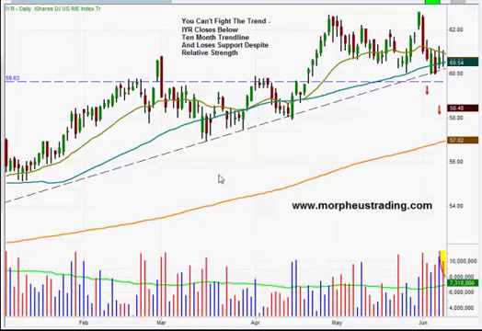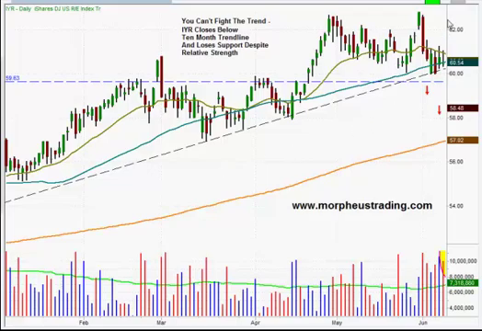You'll notice in this setup that IYR is in a very pronounced uptrend, which is represented by this dashed black line. And if we go back in time, this trend line actually extends back 9 or 10 months. It's not shown on the chart here, but it goes 6-7 months further back.